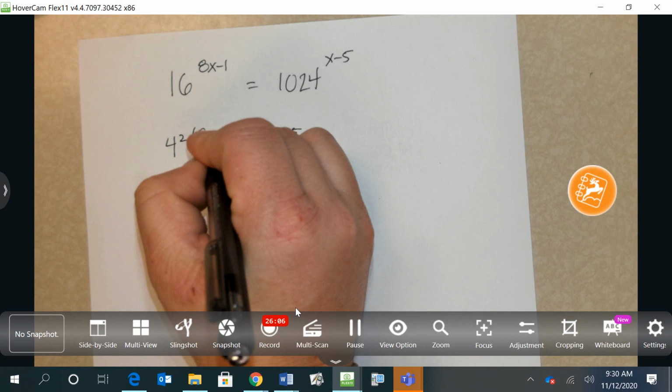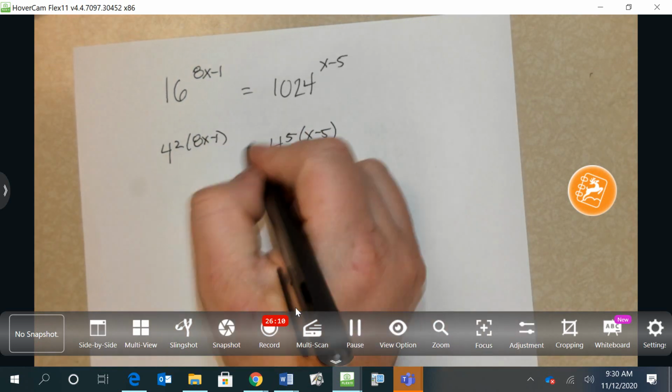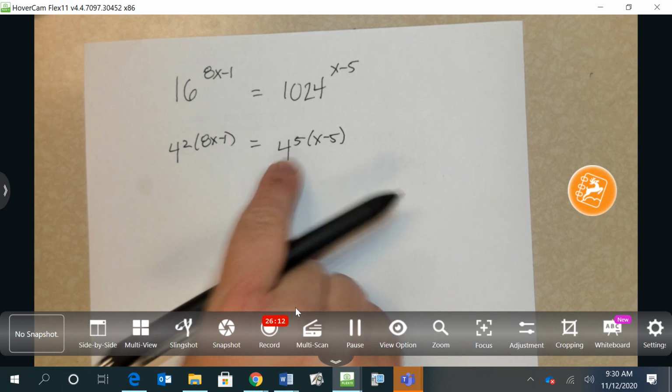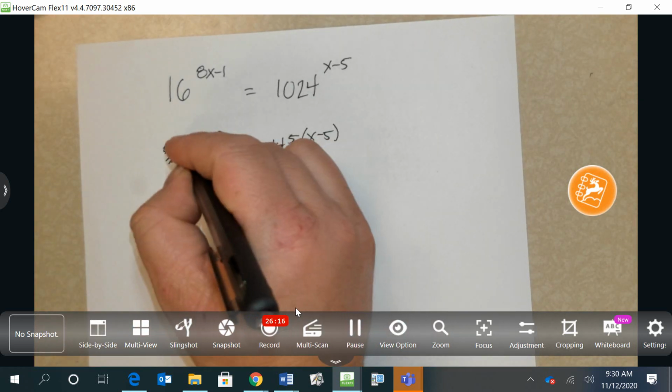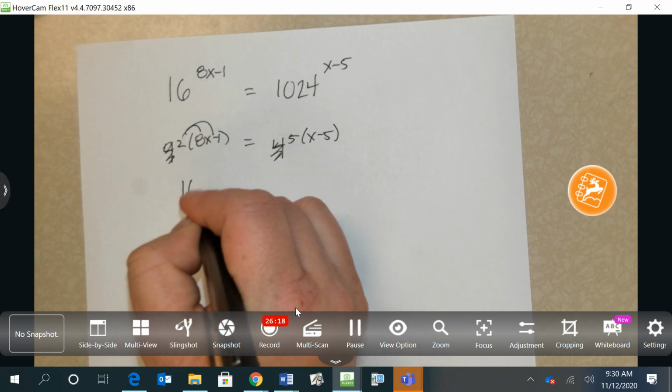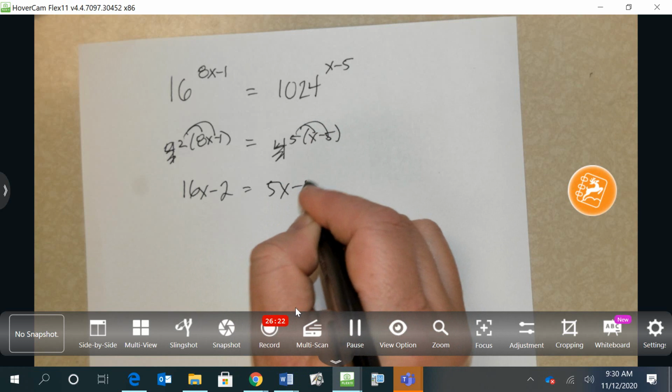And then whatever was there in the exponent position should go in parentheses. When these bases are the same, that's the shortcut. You get to cancel them out. And now I could solve 16x minus 2 equals 5x minus 25.